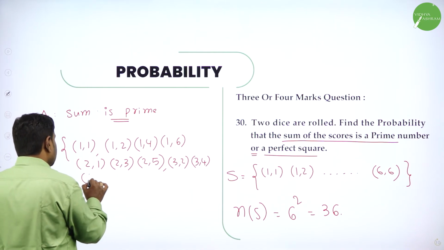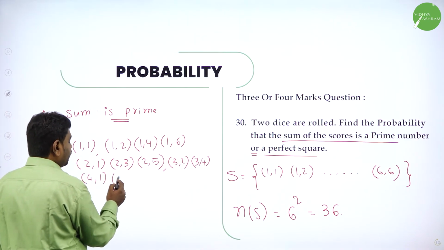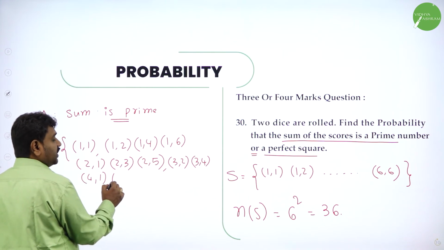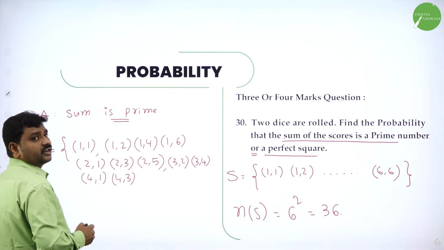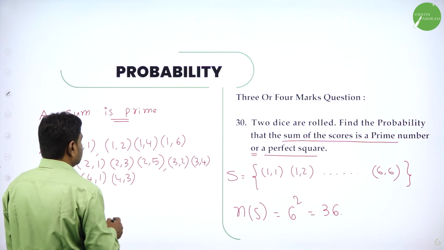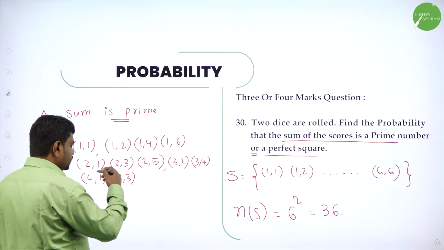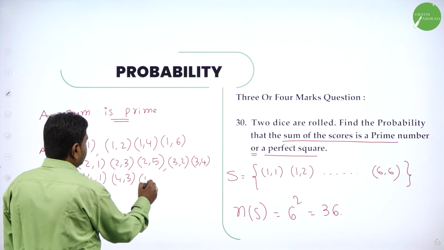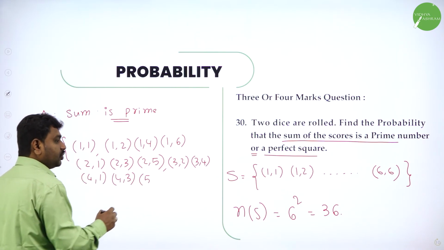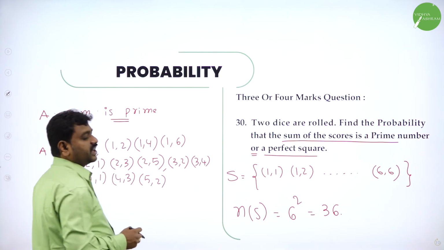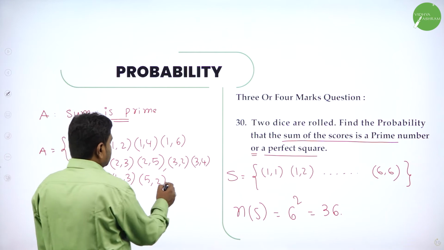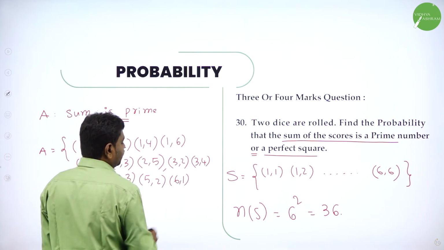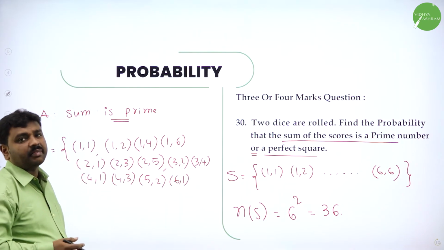Then 4, 1 I can take: 4 plus 1 is 5, a prime number. 4, 2 I cannot take. 4, 3 I can take. 4, 4, 4, 5, 4, 6 I can't take. Then 5, 1 I can't take. 5, 2 I can take: 5 plus 2 is 7. 5, 3, 5, 4, 5, 5 I can't take. Then 6, 1 I can take. 6 and 1 if I add what? 7. 7 is a prime number.